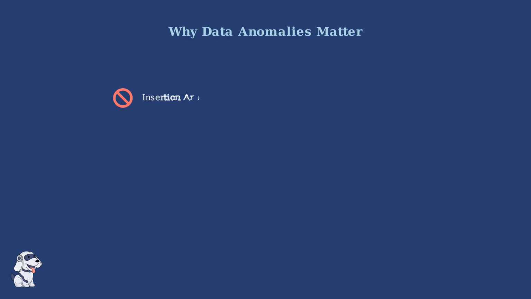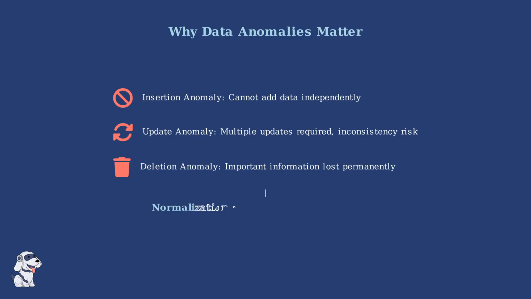These three data anomalies create serious problems in database systems. They lead to data inconsistency, information loss, and maintenance difficulties. Understanding these problems is crucial because normalization techniques are specifically designed to eliminate these anomalies and create more reliable database structures. First normal form, or 1NF, is the foundation of database normalization.